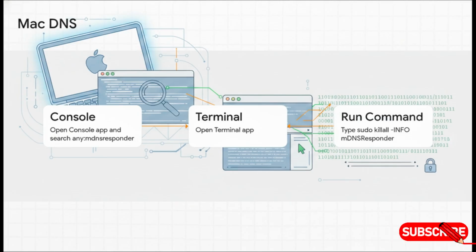To view your DNS query logs, you need to open the Console app and search for mDNSResponder. Then open your terminal and run the command sudo killall -INFO mDNSResponder. This basically forces your system to dump your recent DNS lookups right into the console, showing exactly what domains your Mac connected to, totally regardless of private mode.